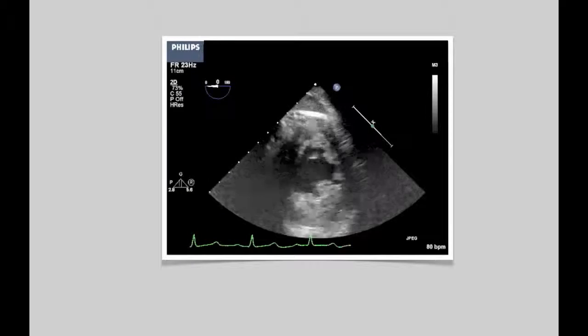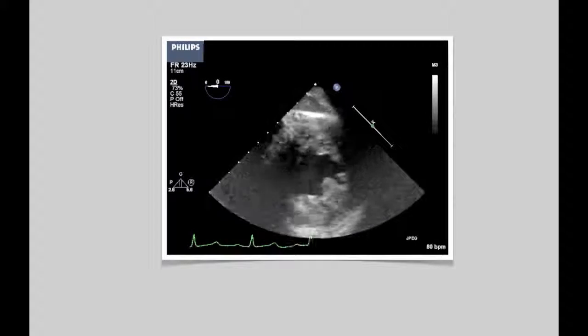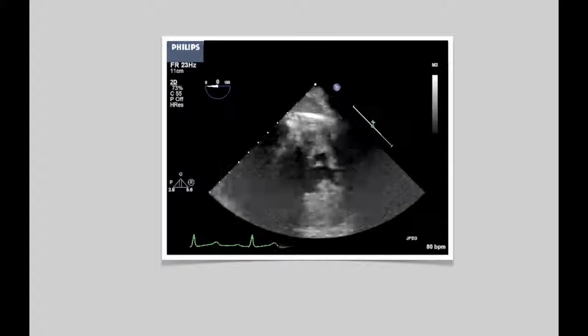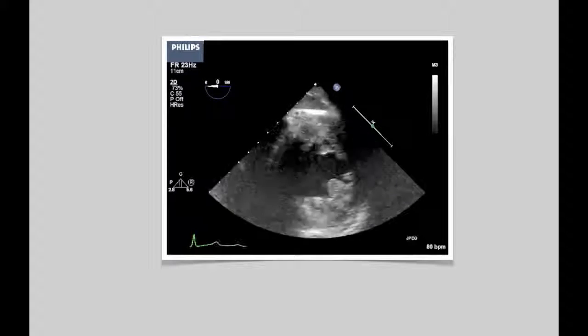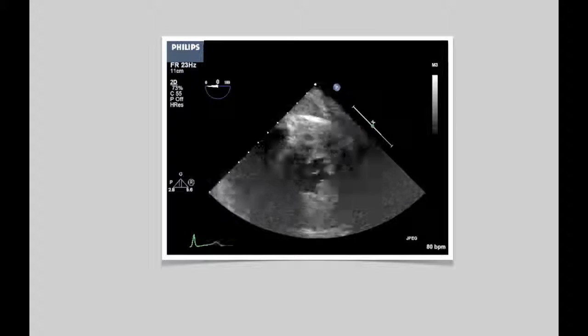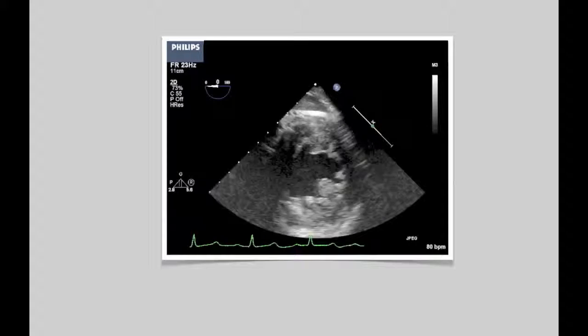In this case, we also see a mid-papillary transgastric view that demonstrates significant left ventricular thickening and hypertrophy, and a small end diastolic and a small end systolic volume, suggesting some underfilling.